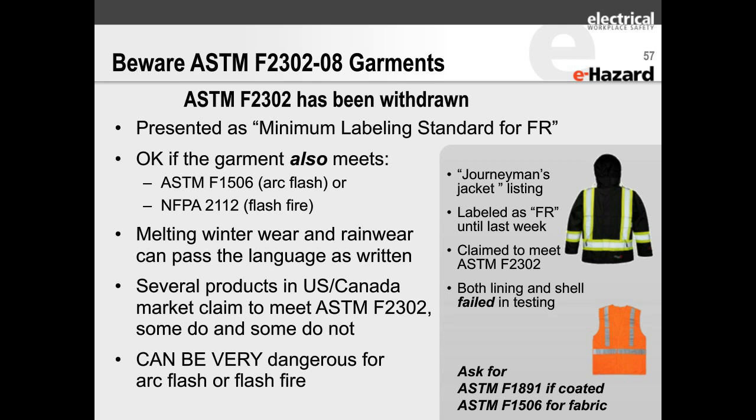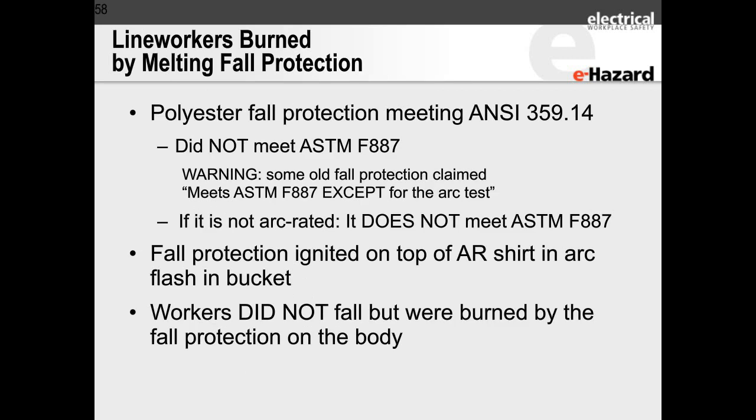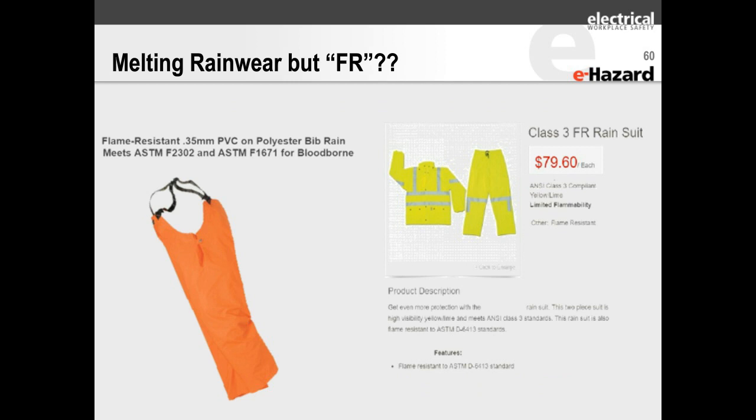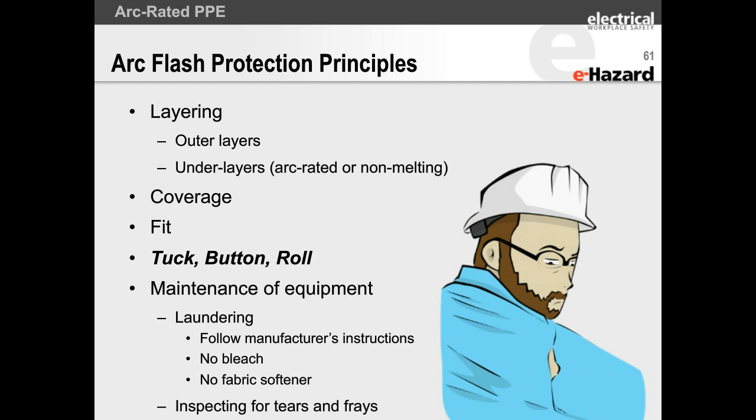I'm not going to go into this answer, but it was about fall protection that didn't work because it caught on fire. If you use the 887 standard in 70E like this one, you'll make sure that it won't catch on fire up to 40 cals in the test. When they're a little older, they might have a little problem, but not too bad. Melting rainwear, avoid it. 2302 is not a standard yet. May come back in. Make sure you tuck, button, and roll. Roll your shirt sleeves down, button up the shirt as high as you can, tuck in your shirt, because you can't ignite the clothing underneath. So making sure that we're actually protecting people.